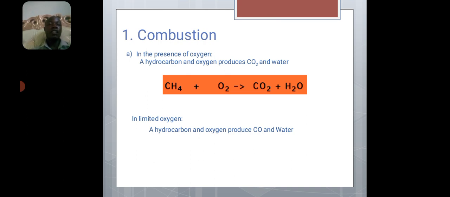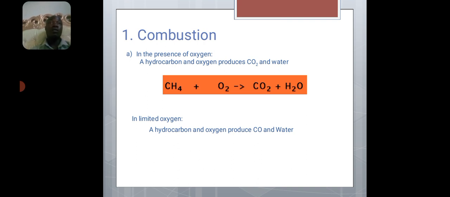So the combustion reaction can take place in two different ways. In the presence of excess oxygen, the hydrocarbon, like for example here methane, breaks down to produce carbon dioxide and water. So whenever we say combustion reaction, two things must come into our mind. Number one, it can take place in the presence of excess oxygen, and it can also take place in the presence or in the limited supply of oxygen.